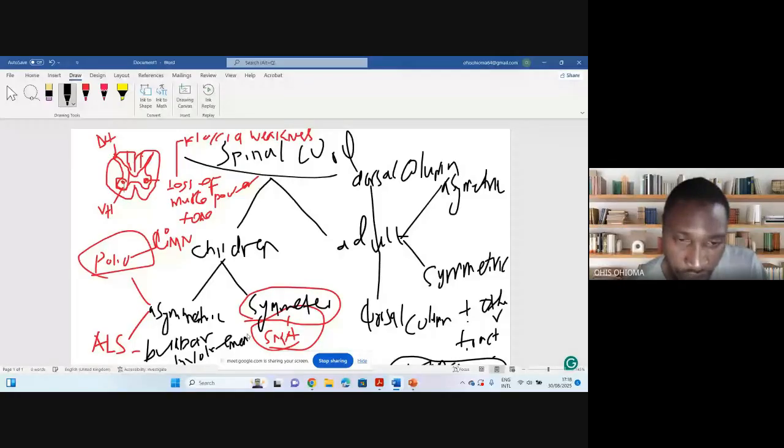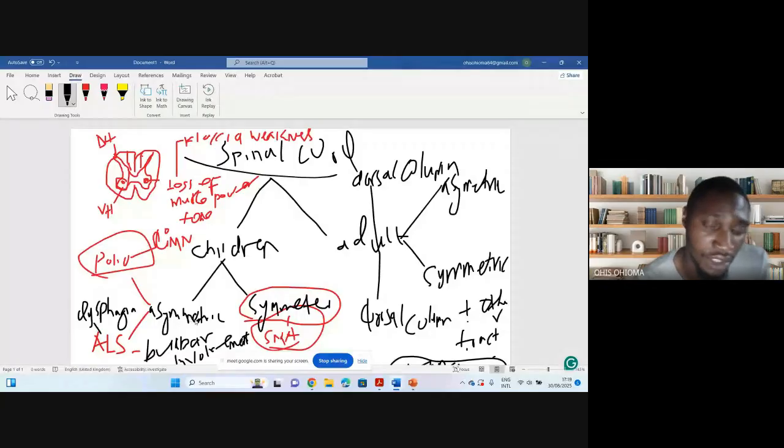So these patients will present with things like dysphagia, difficulty swallowing, and the likes, because of the upper motor neuron lesion that is involved, right? So ALS has bulbar involvement and is asymmetric. Polio does not have upper motor neuron lesions and is asymmetric. But for the symmetric one, we have spinal muscular atrophy.